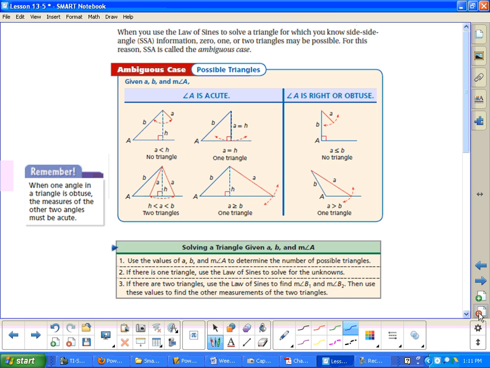Now H, when it says to find H in this case, if we look at angle A here, okay, we have a right triangle, so H is opposite of the angle over the hypotenuse, so H is equal to B times the sine of angle A. So to find the altitude or the height of the triangle, we have to do B times the sine of A.